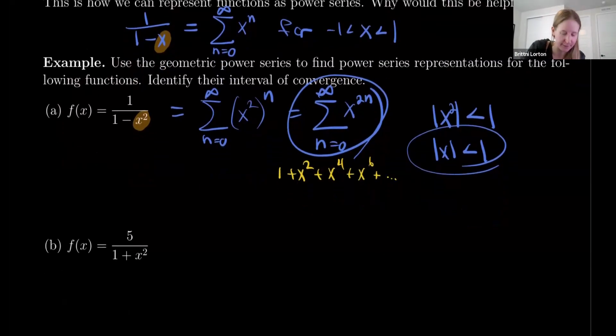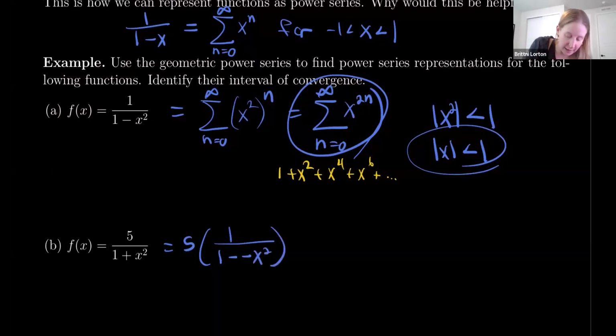Let's do the same thing for part B. Does it look like the geometric series? It does kind of. It's pretty close. It's not identical. My geometric series had a minus. Let's try to find a minus in there. So this will become a 5 times 1 over 1 minus a negative x squared. Now you can see that instead of an x, I have a negative x squared.